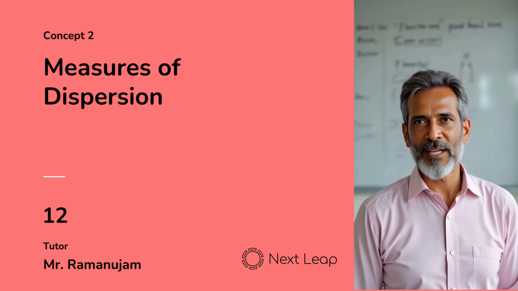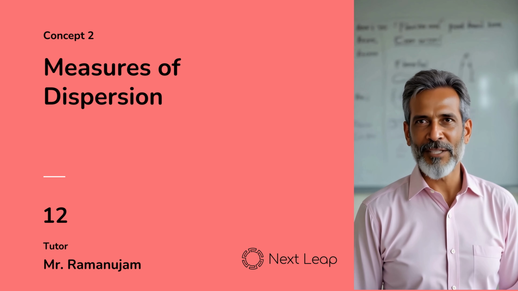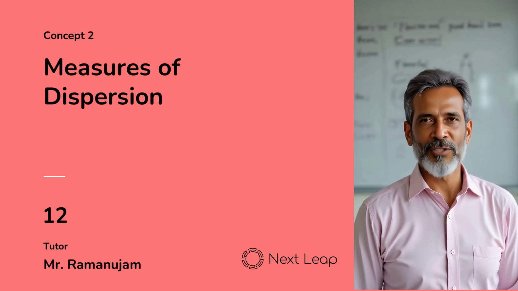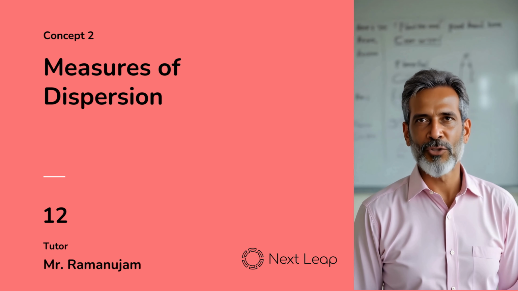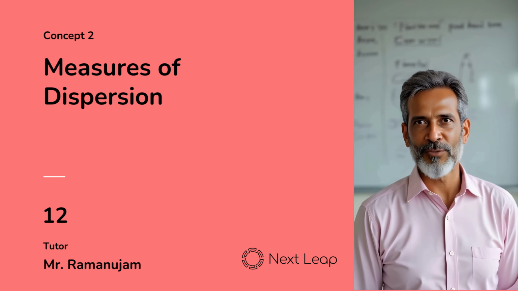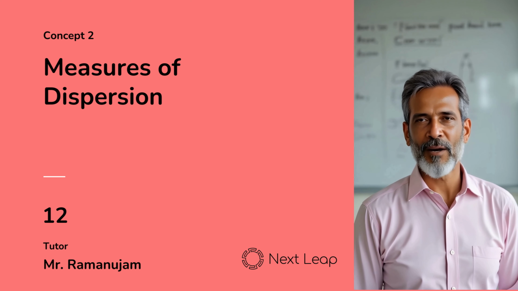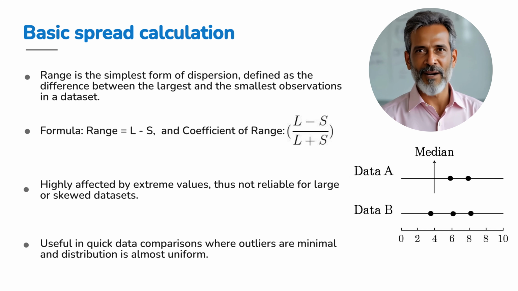Picture this. Imagine a line plot with two data sets. Both have the same mean but very different spreads. One is tightly packed, the other more scattered. That visual difference is the essence of dispersion. Are you ready to explore these measures in detail? Let's dive deeper together.